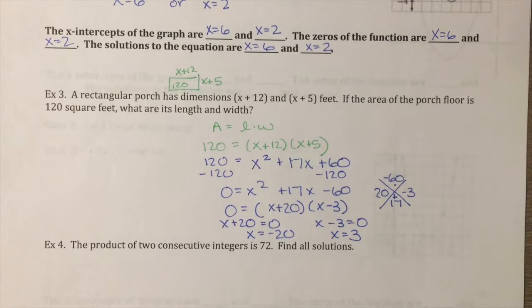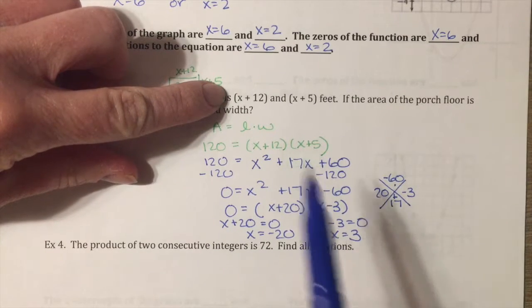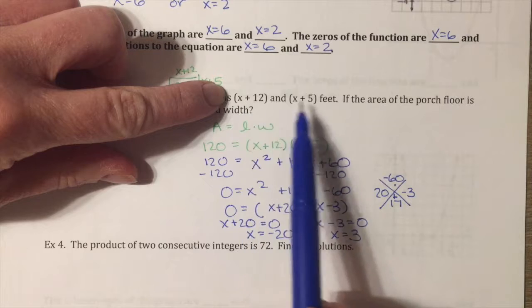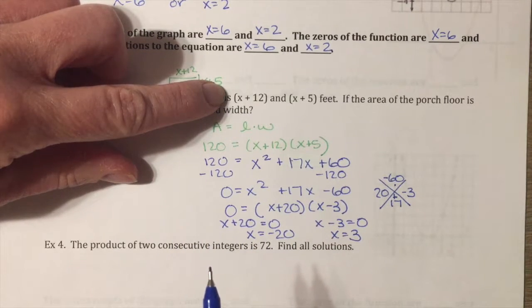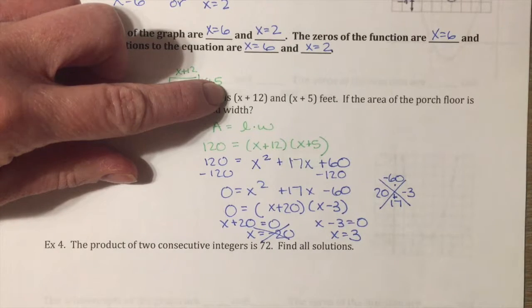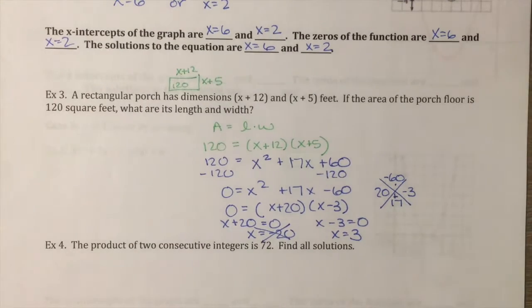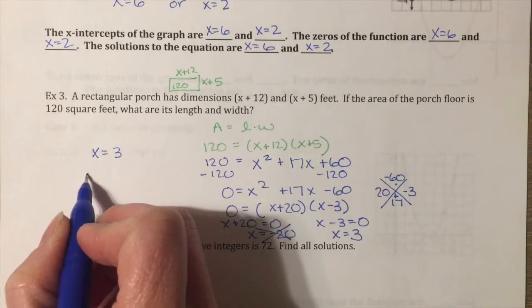However, since this is a real-life problem about the dimensions of a porch, if I plug the negative 20 into my original problem, I would get that my length and width of my porch are negative numbers. You can't have negative distance, nor can you have negative time, which we'll also deal with in the future. So I literally cross out the x equals negative 20 because for this particular problem about porch dimensions, it's not applicable. So I use x equals 3, and to find my porch dimensions, I simply substitute it in.